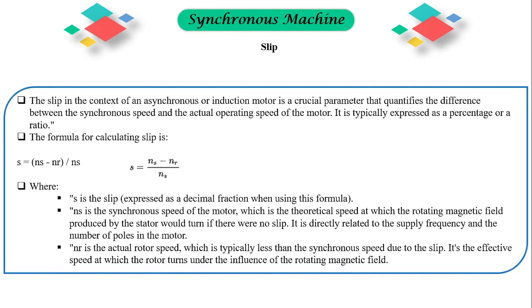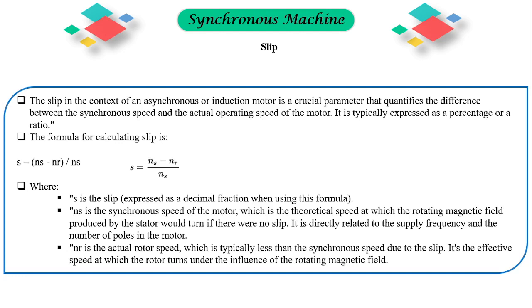Moving on to a critical parameter in the world of induction motors: slip. The slip is a fundamental concept that quantifies the difference between the synchronous speed and the actual operating speed of the motor. It's a value often expressed as a percentage or a ratio, and here's how you calculate it. S equals (ns minus nr) divided by ns, where S is the slip, and it's usually represented as a decimal fraction when using this formula.